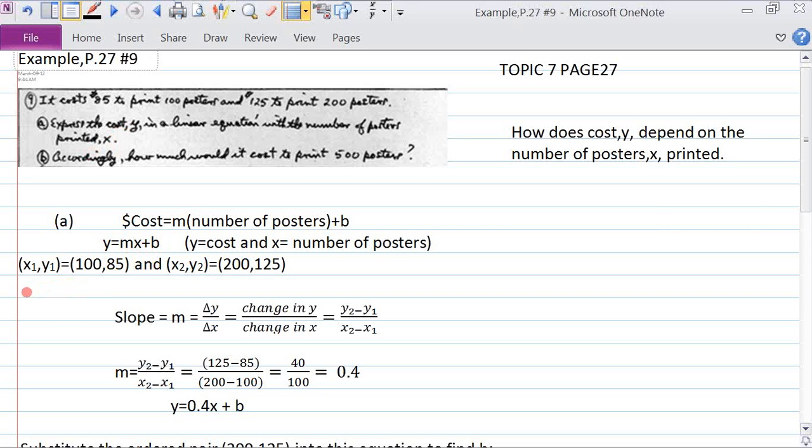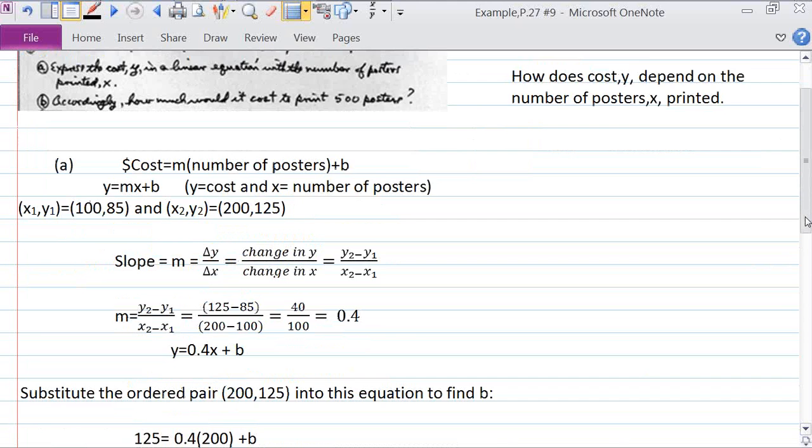How are we going to do this? What information are we given? We're given 2 ordered pairs where Y is 85 and X is 100, because X is the number of posters. So 100, 85, and then 200, 125. So this represents X1, Y1, and X2, Y2: 200, 125.